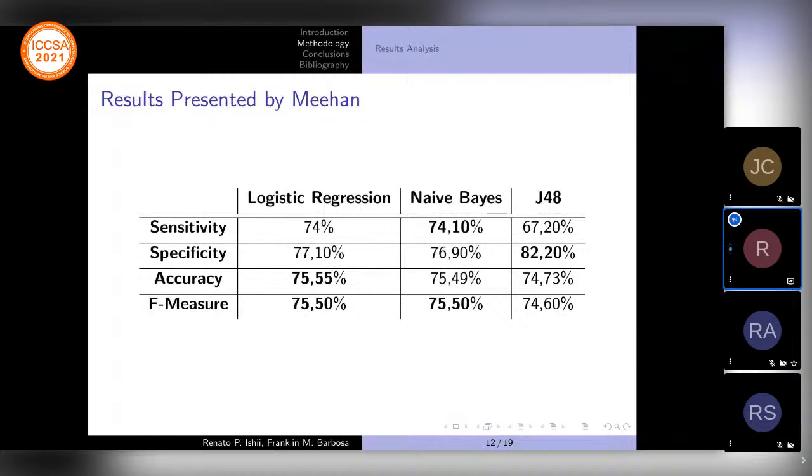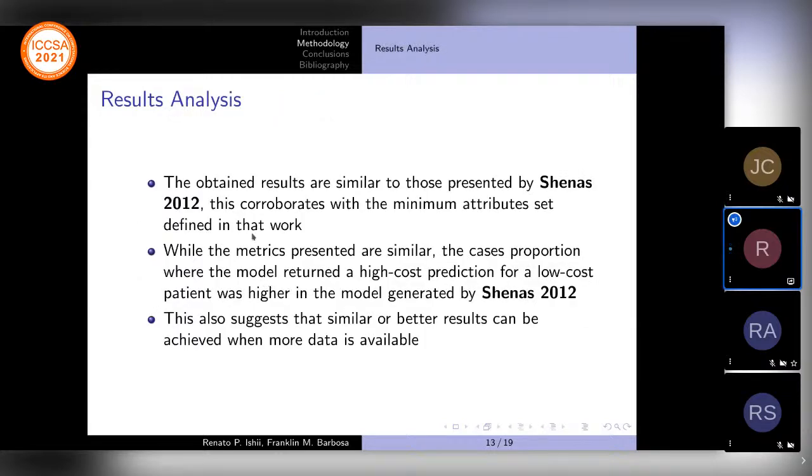From another point of view, we consider a comparison with Meehan 2015, shown in this table, who used traditional machine learning algorithms to generate models for the same problem, HN8C patient detection. So our results are similar to the proposed previous work. This corroborates the minimal attributes set defined in that work.